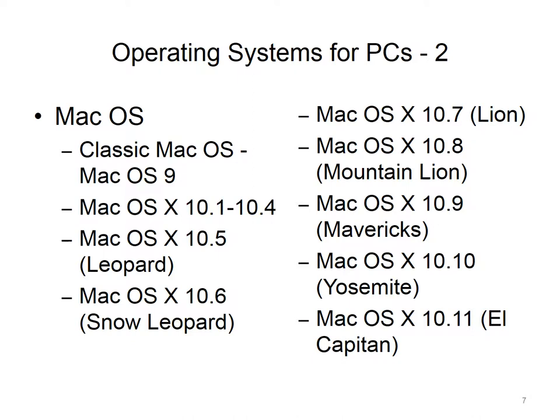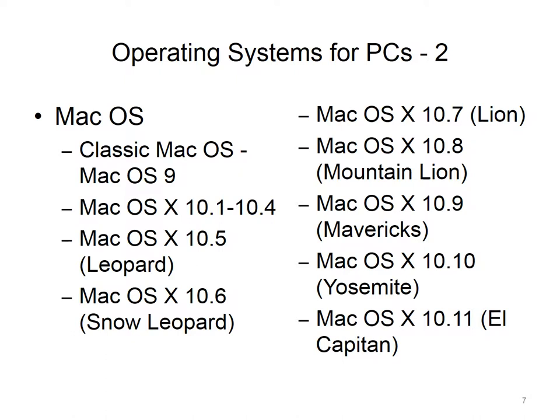The third type of OS, Mac OS, works on Apple Macintosh personal computers, which have ranged from the classic Mac OS first introduced in 1984 through version 9 in 2001. The hallmark of the Mac OS was its completely graphical user interface. It never used a command line like DOS.